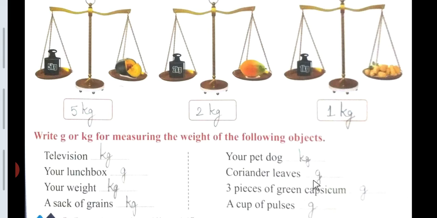Coriander leaves are measured in grams because they are leaves and vegetable vendors are selling those leaves, so they are measured in grams. 3 pieces of green capsicum are also measured in grams, and a cup of pulses is also measured in grams. So I hope that you have understood what is measured in grams and what is measured in kilograms.